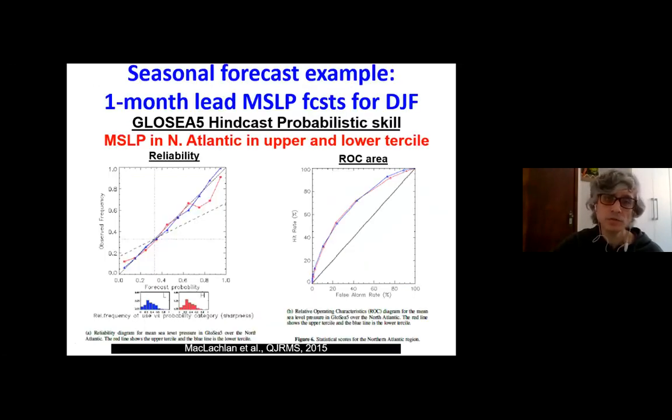And just to finish off, a few illustrations of how people use these kinds of assessments in publications in the area of subseasonal and seasonal predictions. Here is an example for the UK Met Office model assessing the quality of mean sea level pressure forecasts for December, January, February, for an area in the northern Atlantic, for the upper and lower terciles, which are in blue and red here. As you can see, the predictions are quite well aligned along the diagonal line, much better for the lower tercile than for the upper, which has some issues for the higher probabilities. But in general, there is quite good quality in terms of both reliability, which is well aligned here, and resolution, because we are very far away from the horizontal line of the climatological frequency of occurrence of 1/3 for the event.